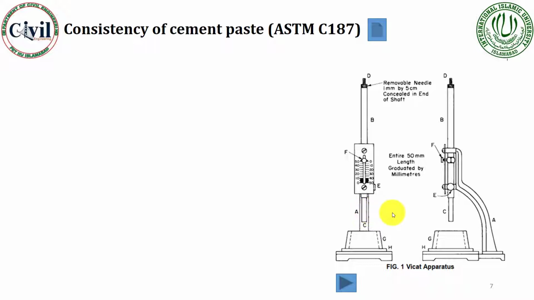In the consistency test, you make a paste of cement containing different water contents. By increasing the water content and simultaneously measuring the penetration of this plunger, you can achieve a penetration of the plunger of 5 to 7 millimeters from the bottom of this specimen. These two readings show the bottom and top penetration of the plunger.